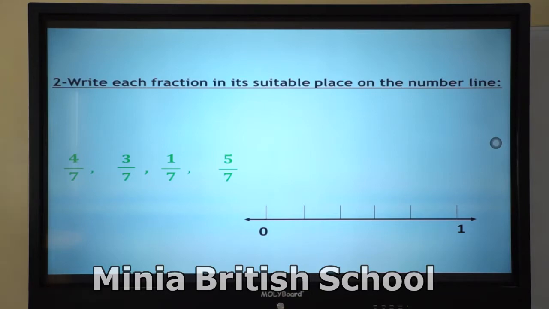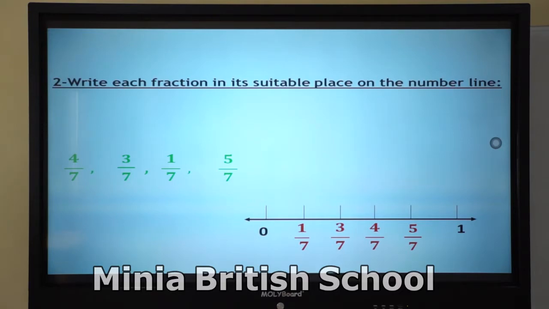Okay? Here I have, in the second case, the same denominator, which means the smallest numerator is the smallest fraction. So, to order these fractions ascending, the first fraction will be 1 over 7, the smallest fraction. And then 3 over 7. And then 4 over 7. And lastly 5 over 7.